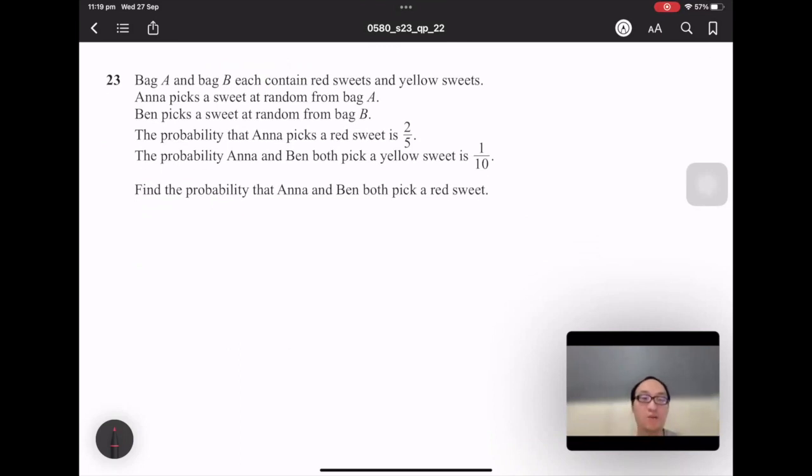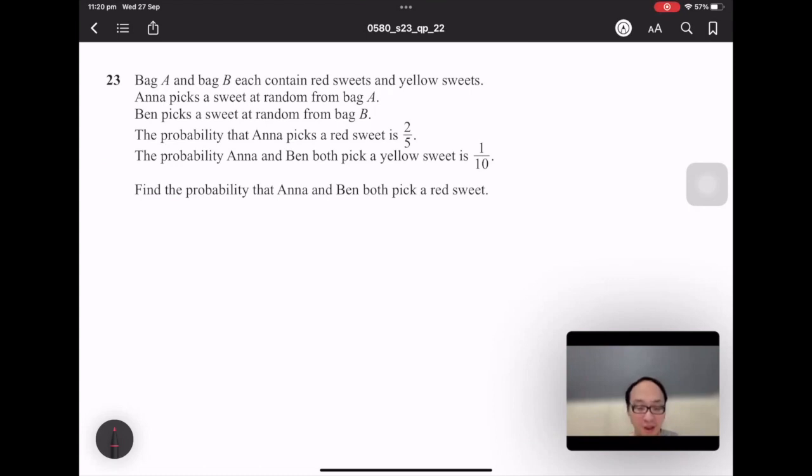Question 23: bag A and bag B contain red sweets and yellow sweets. Anna picks a sweet at random from bag A, Ben picks a sweet at random from bag B. The probability Anna picks a red sweet is 2 over 5. The probability that Anna and Ben both pick a yellow sweet is 1 over 10. Find the probability that Anna and Ben both pick a red sweet.